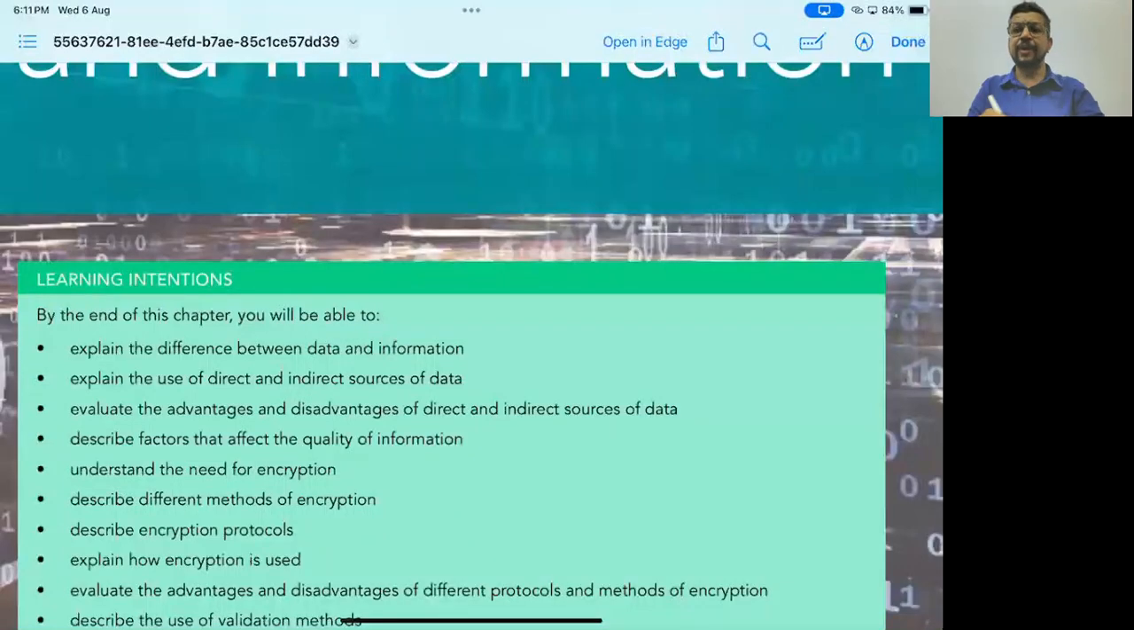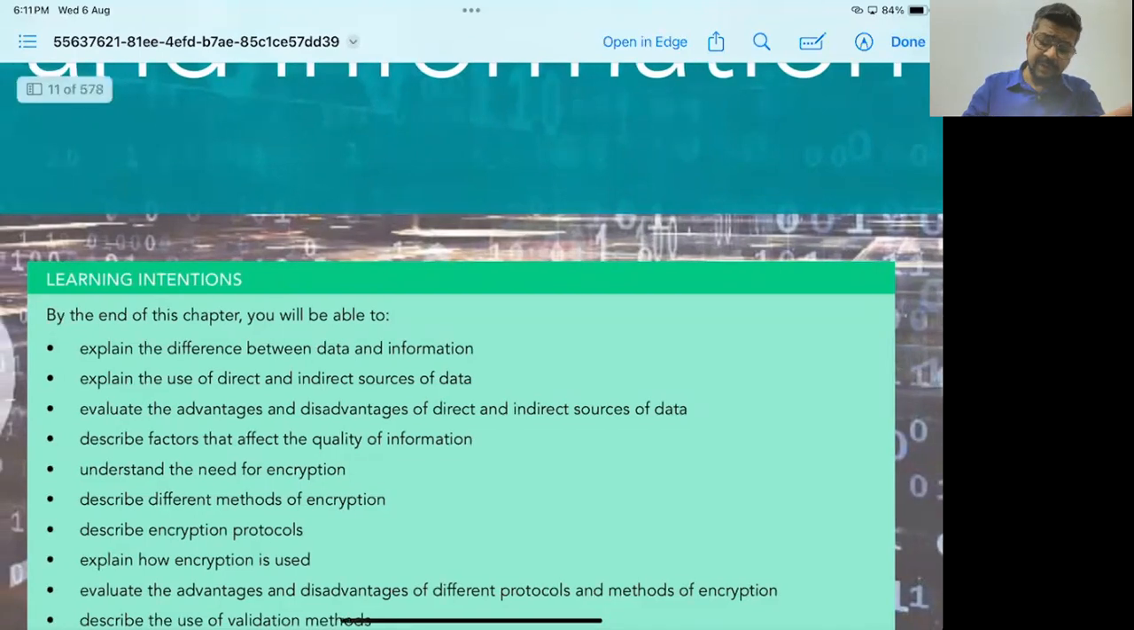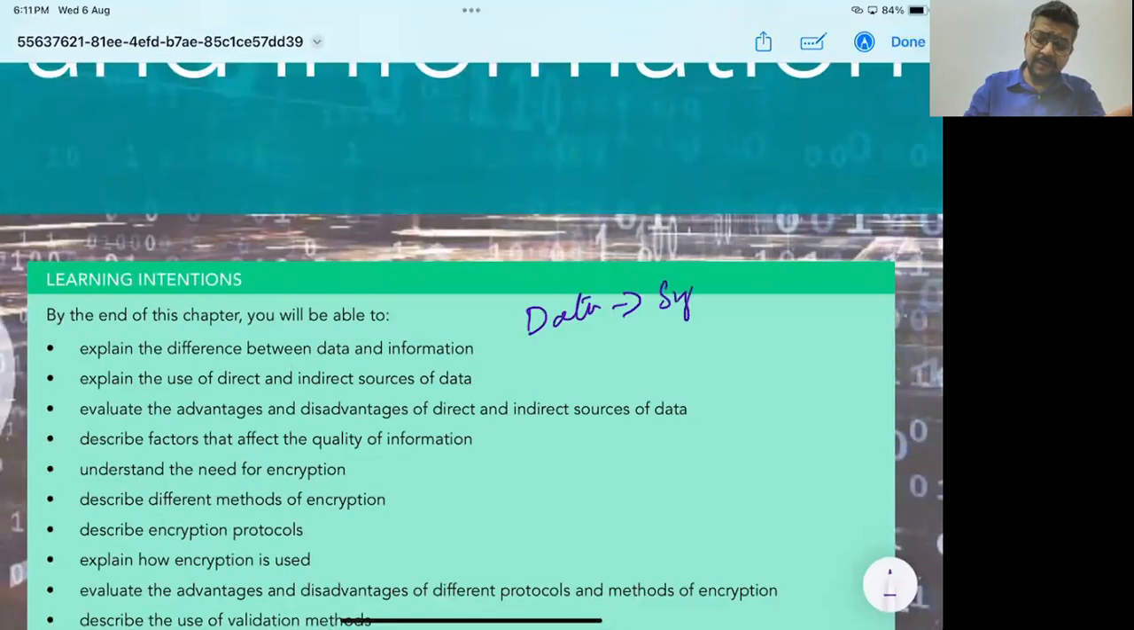Okay, let's begin with the topic. Today's topic, as I mentioned, is our first chapter: data, information, knowledge, and processing. In this chapter, we will learn about the difference between data, information, and knowledge. Data means a symbol, number, or fact.